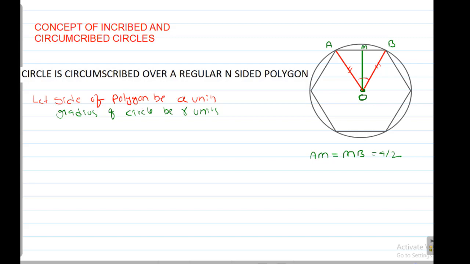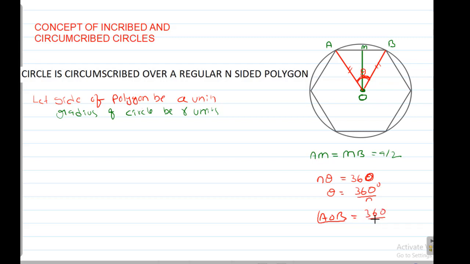That's why, if this angle is taken as theta, the total angle is 360 only, no? So we will get n thetas. So n theta is equal to 360. Theta is nothing but 360 by n, in degrees. So this total angle, angle AOB, is nothing but 360 by n.